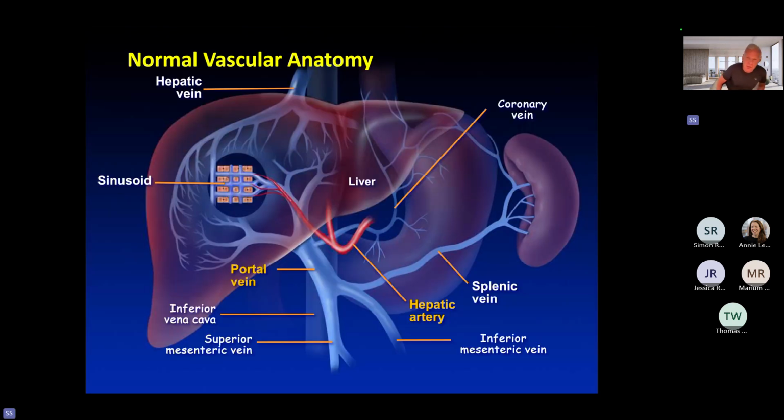The normal vascular anatomy of the liver is shown here. Approximately 50% of the blood coming into the liver is the portal vein, and the portal vein is shown here, pretty much in the center of the slide, as the confluence of the superior and inferior mesenteric veins, as well as the splenic vein, and then the hepatic artery supplies the other 50% of the blood flow to the liver.